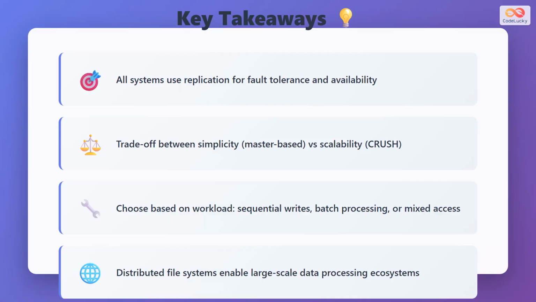Remember these 4 important points. First, all 3 systems use replication to protect data and ensure availability even when hardware fails. Second, there is a trade-off between simplicity, which master-based systems provide, and scalability, which distributed systems like Ceph achieve. Third, choose your system based on your specific workload. GFS and HDFS excel at sequential writes and batch processing, while Ceph handles mixed access patterns better. Finally, distributed file systems are the foundation that enables large-scale data processing ecosystems that power modern technology. Understanding these concepts helps you make better decisions when building data infrastructure.